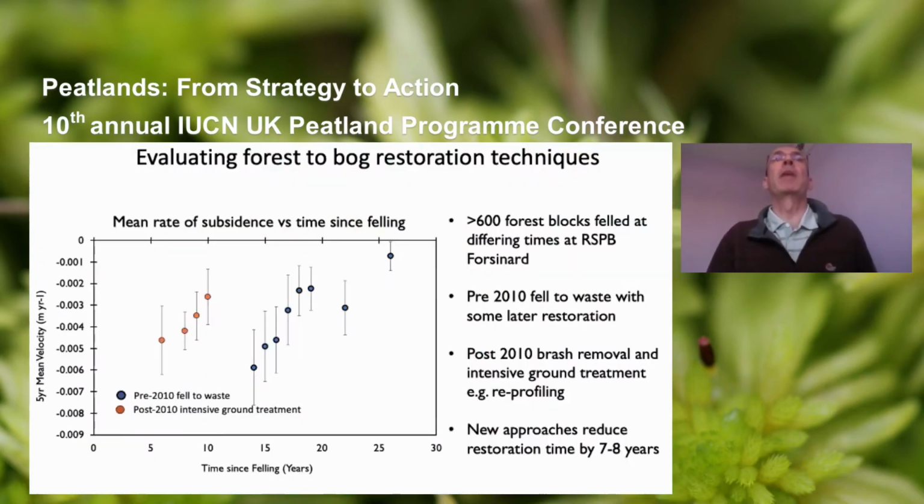So the first example I'd like to illustrate is the evaluation of forest to bog restoration techniques. This is based on 600 blocks of forestry that were felled in the RSPB Forsinard site, north of Scotland, up in the Flow Country. And you've got two groups here. You've got one group, which is the blue circles, and one group, which is the orange circles. Our vertical axis is the mean velocity, which is the mean subsidence rate. And when it's in bad condition, it should be a low value in that axis.